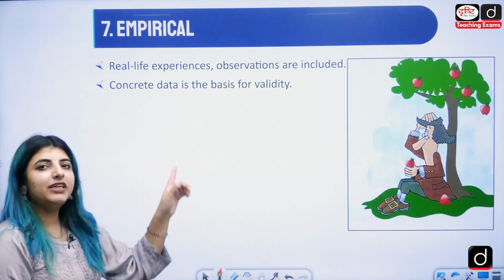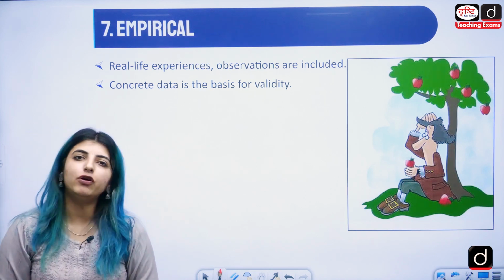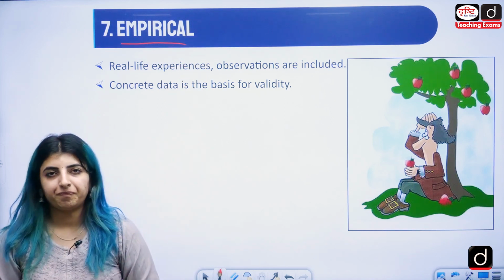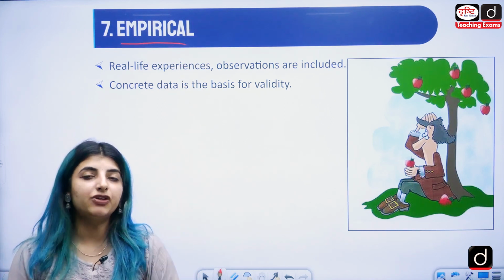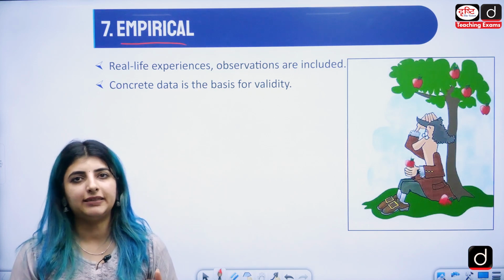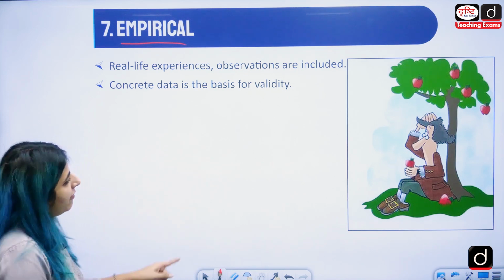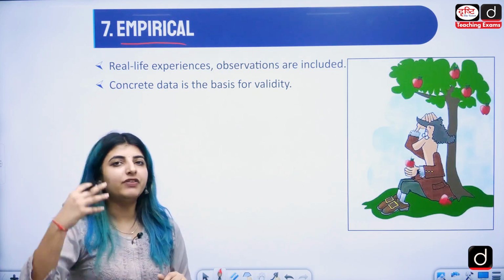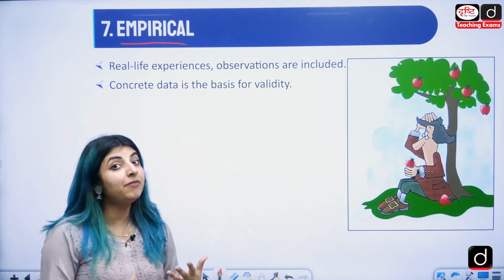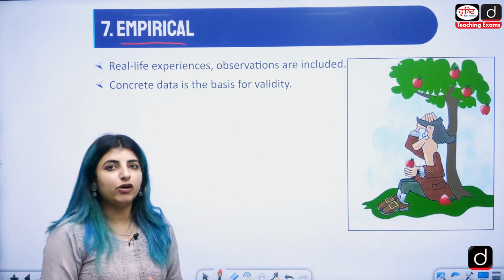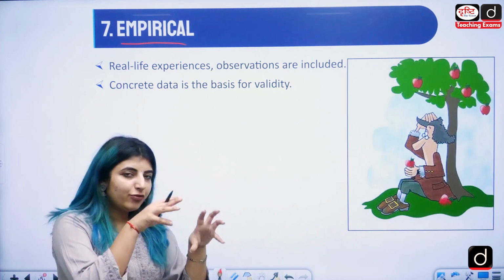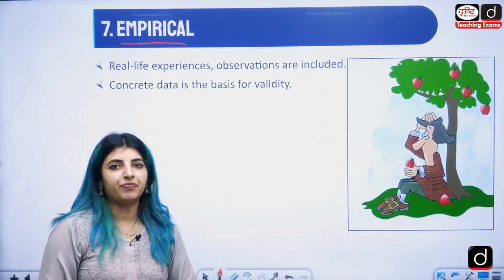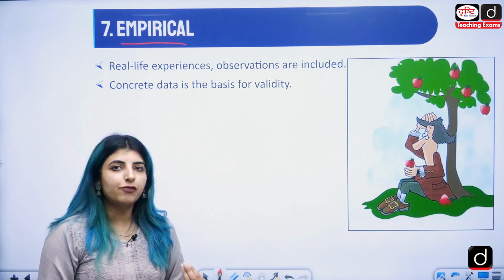Moving forward, the seventh characteristic of research is that it should be empirical in nature. Empirical is something which comes through your own experience, through your sensory experience. I have provided here a picture of Newton. You all would have heard the story of the apple falling on Newton's head and him developing the theory of gravity, where even if we try to make things fall on the floor, the gravitational pull will make those things fall.